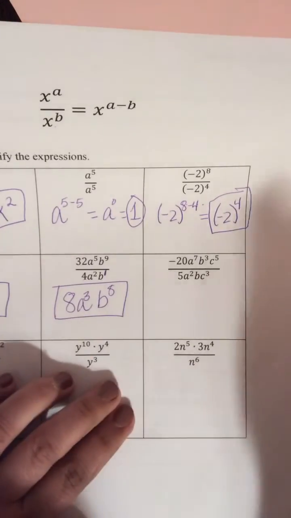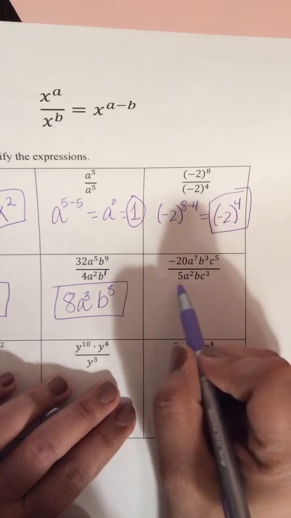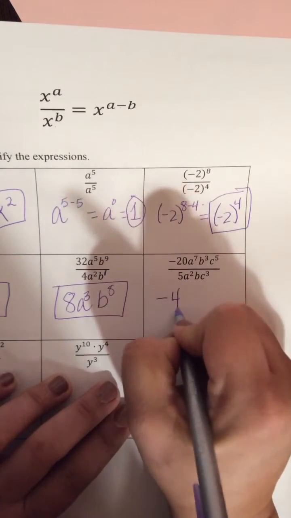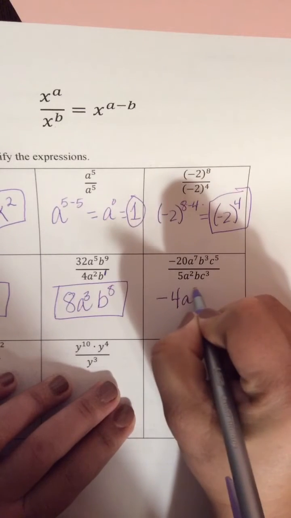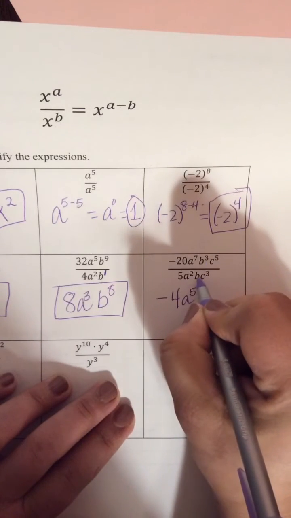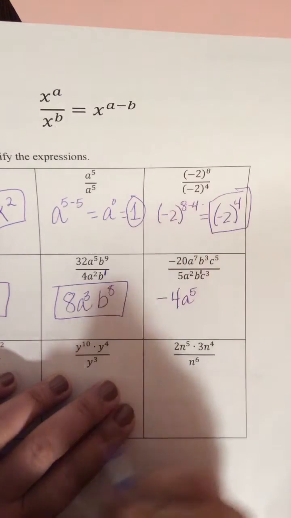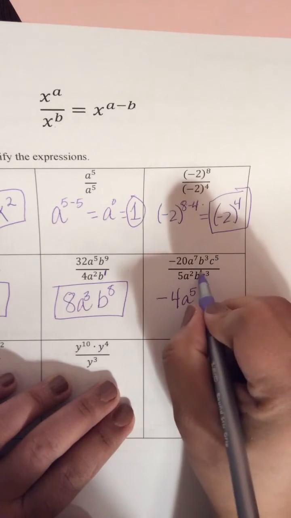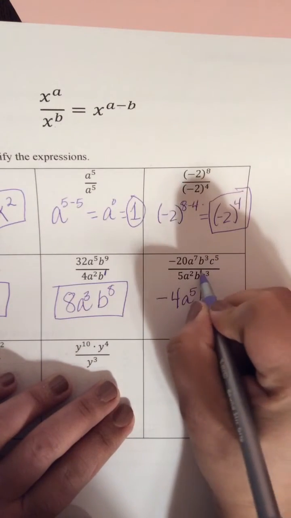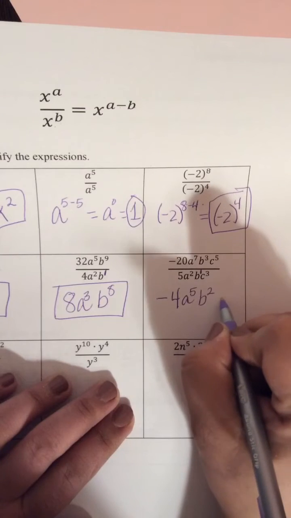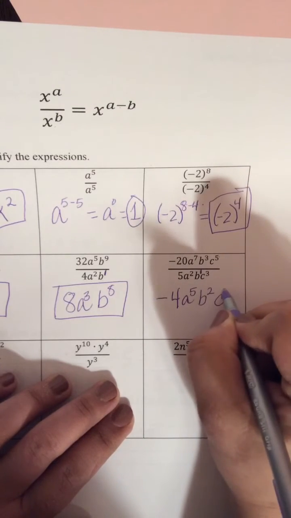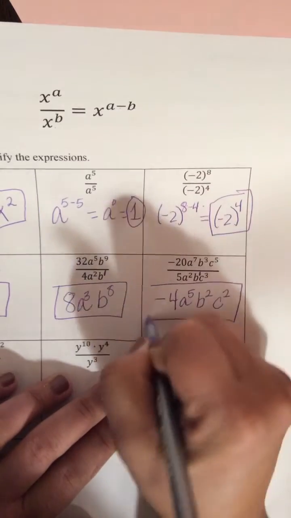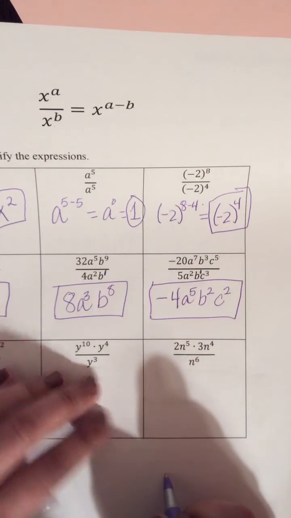Moving on, negative 20 divided by 5 is negative 4. The a's, it's going to be 7 take away 2 is 5. Notice that this b does not have an exponent, so let's just put a 1 right there. 3 take away 1 is 2. And then for the c, you have 5 take away 3, that's 2. That's your final answer right there.